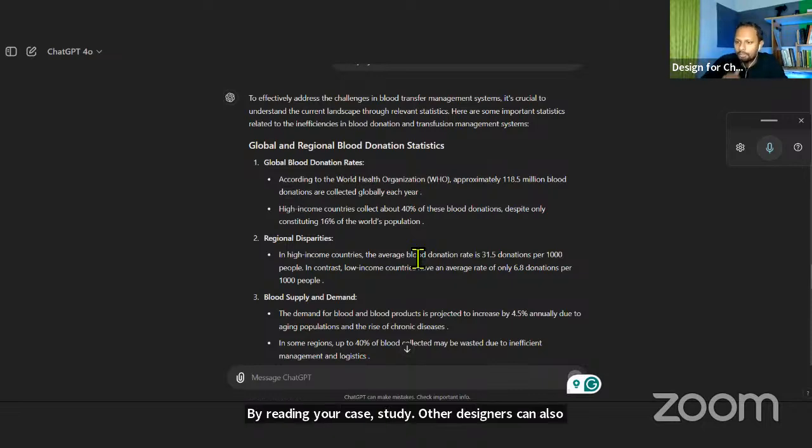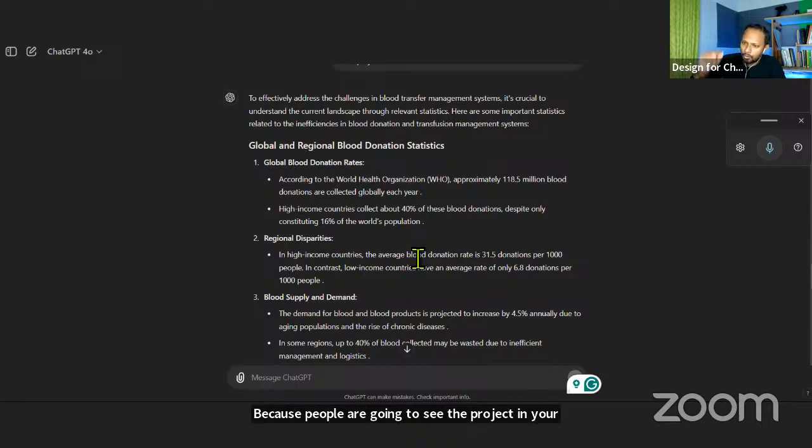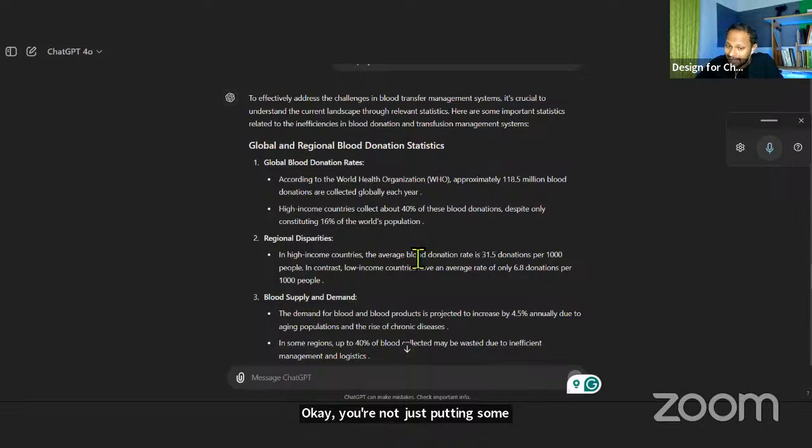That is why it is very important to document all of your work, because people are going to see the project in your company or in the future. You're going to make the basis of it. You're not just putting some portfolio case study and then getting selected for the interview. No, there are many more things which are needed. That is the reason we are documenting all this data, statistics and information.